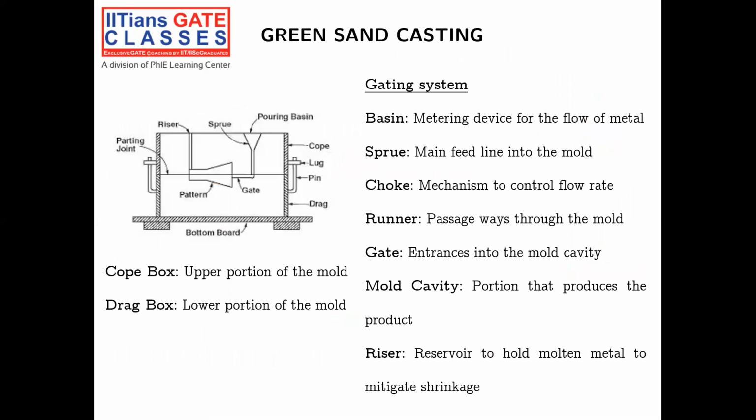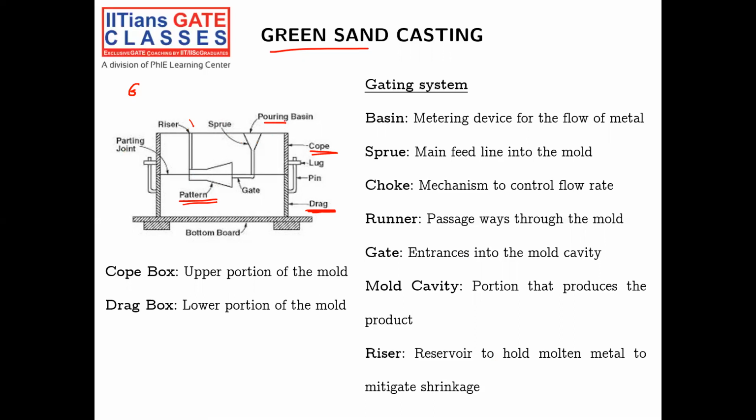Coming and seeing, this is a green sand casting. You can see here there is a bottom board. On the bottom board you keep a box that is called the drag. The bottom box is called the drag box, and the top box is called the cope. Then this is the pattern that you're putting here, and then this is the riser, this is the sprue, this is the pouring basin, and so on.